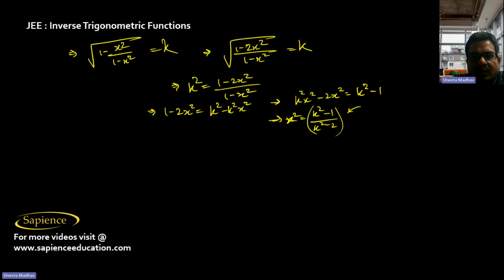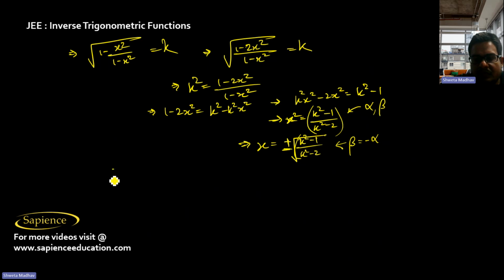Its roots are alpha and beta, so this will also satisfy it. So therefore if we solve it, we'll get x equal to plus or minus root over k square minus 1 by k square minus 2. So one is alpha and one is beta. So here we can say beta equals minus of alpha only, since one is the positive value, one is having the negative value only.